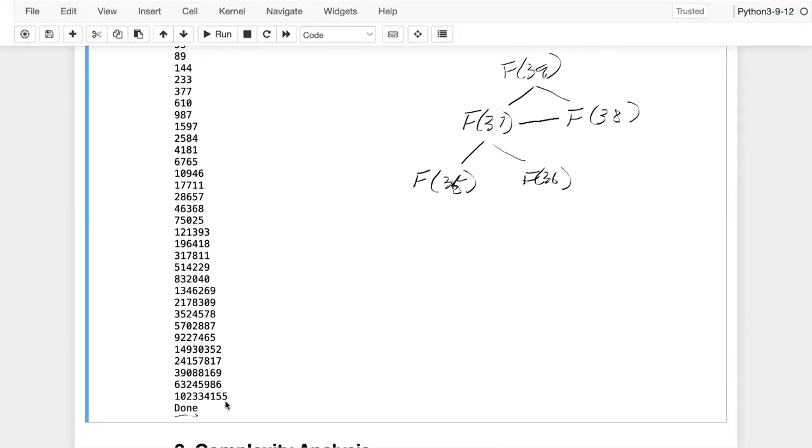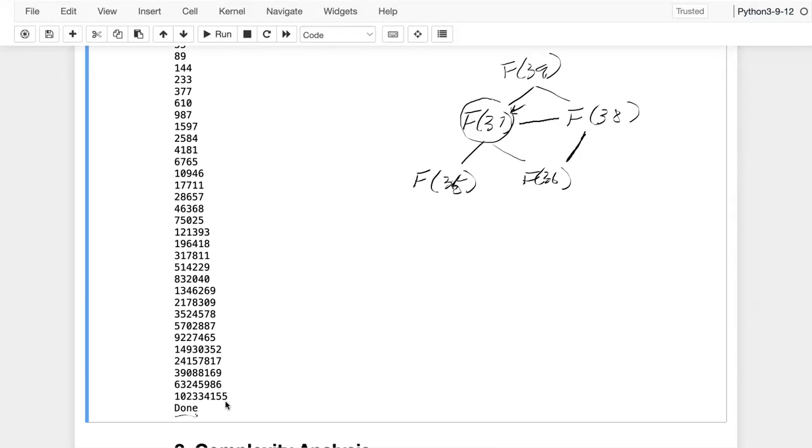Compute 37 and then 36. All right. So which means that for 38, you will need to recompute. Now for 39, you compute it once. For 38, you compute it another time. And for F36, it will be used in 37, and then it will also be used in 38. So then this has to be computed twice.